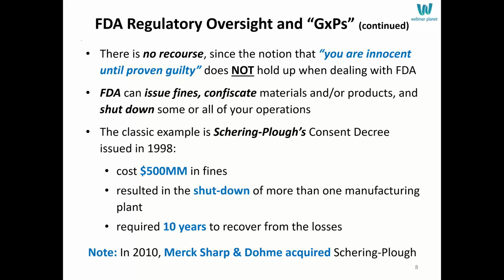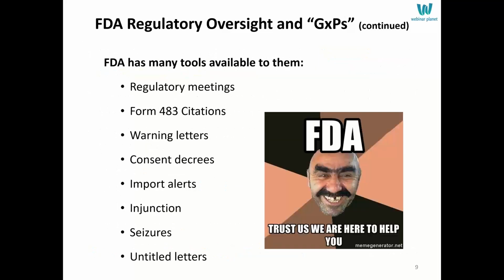Schering-Plough Pharmaceutical found this out when they were issued a consent decree in 1998. Now, this is an example from 25 years ago. There have been many since then, but this one cost $500 million in fines. They had to shut down more than one plant, and it took them about 10 years to recover. They never actually recovered. In 2010, they were so vulnerable, they were taken over by Merck Sharp and Dohme. So you can see the impact on the bottom line of the company.